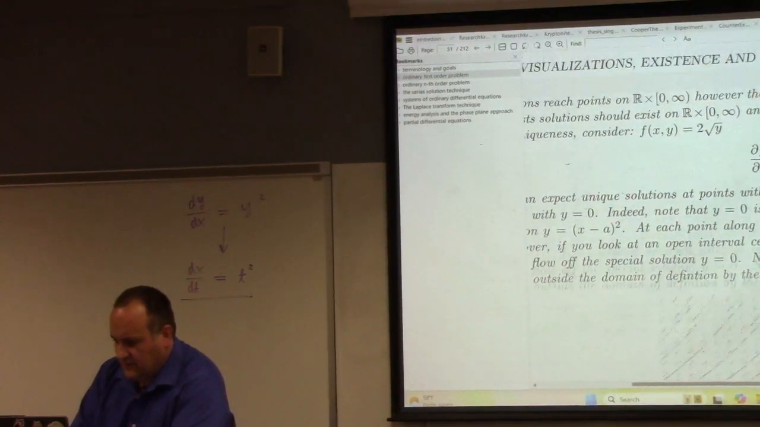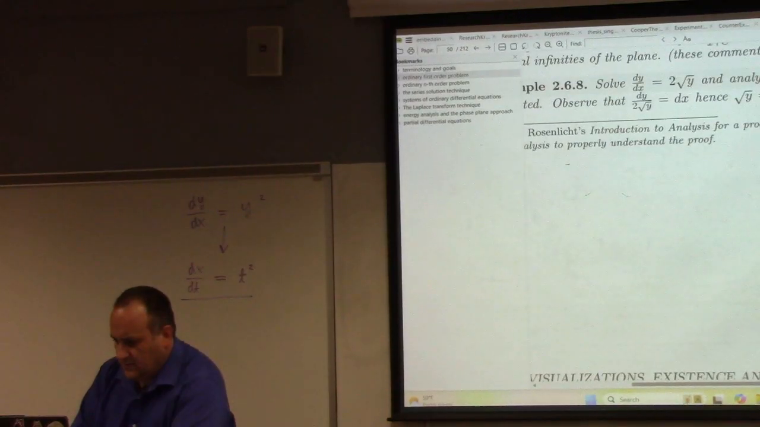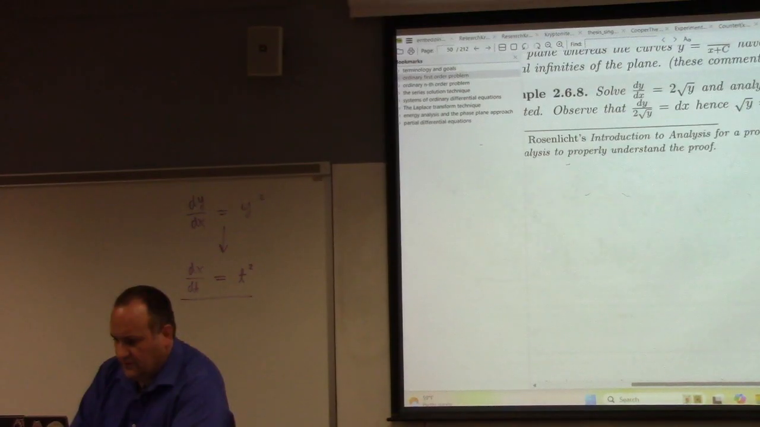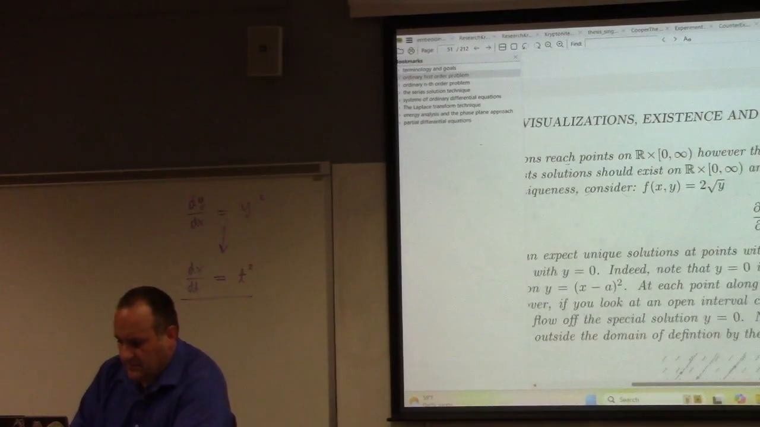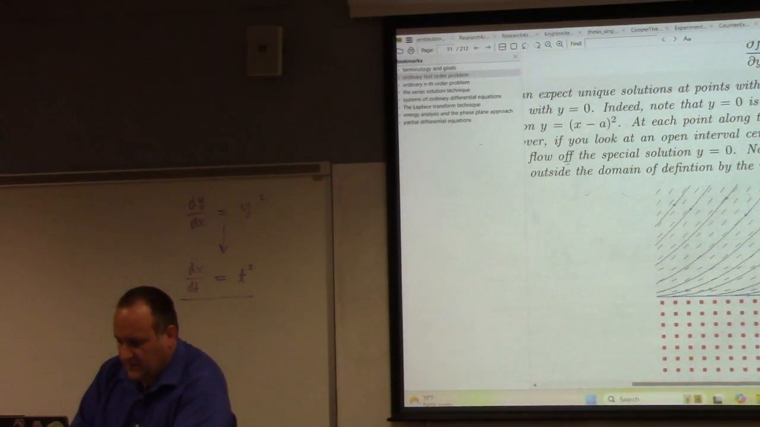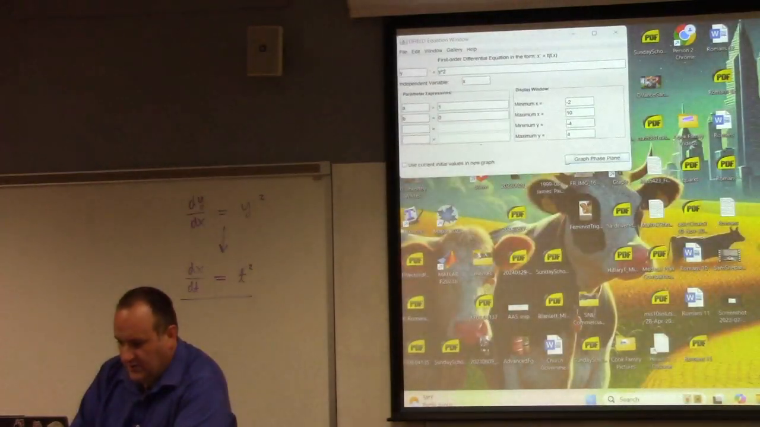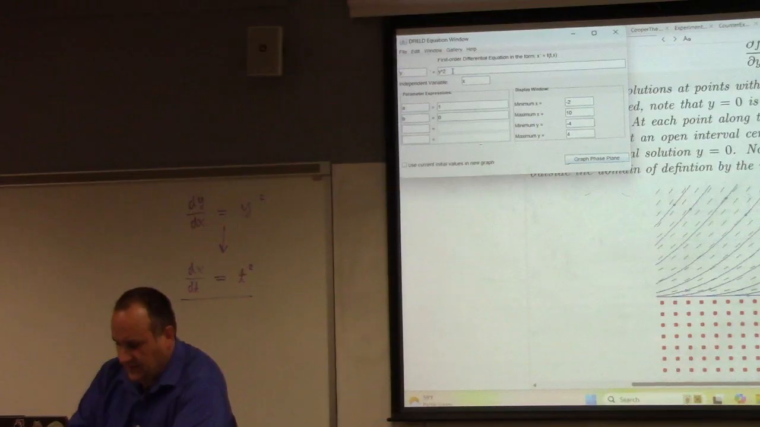Let's think about this for a second here. We've got dy/dx equals 2 square root of y. The solution must be like half parabolas, the half parabolas that start at x equals a. Yeah. But again, we can do that over here. So instead of that, I do square root of y.